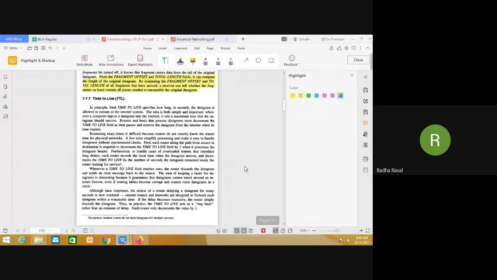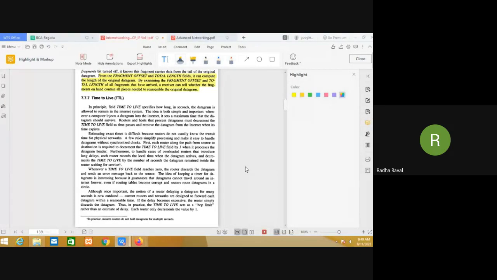And one important thing you get to know is the time to live value, the TTL value. When you ping any website in CMD, you can see this TTL value at the end. Have you checked TTL values? Yes, ma'am. Right. What does it indicate? Ma'am, it indicates the time between our computer and the server.